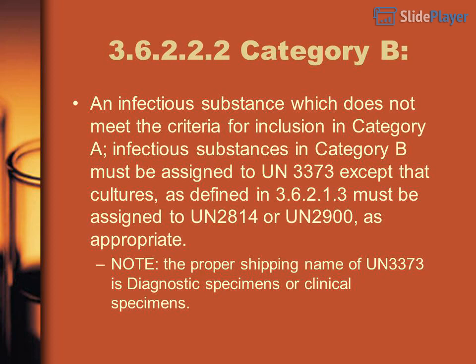3.6.2.2.2 Category B. An infectious substance which does not meet the criteria for inclusion in Category A. Infectious substances in Category B must be assigned to UN3373 except that cultures, as defined in 3.6.2.1.3, must be assigned to UN2814 or UN2900, as appropriate. Note, the proper shipping name of UN3373 is diagnostic specimens or clinical specimens.